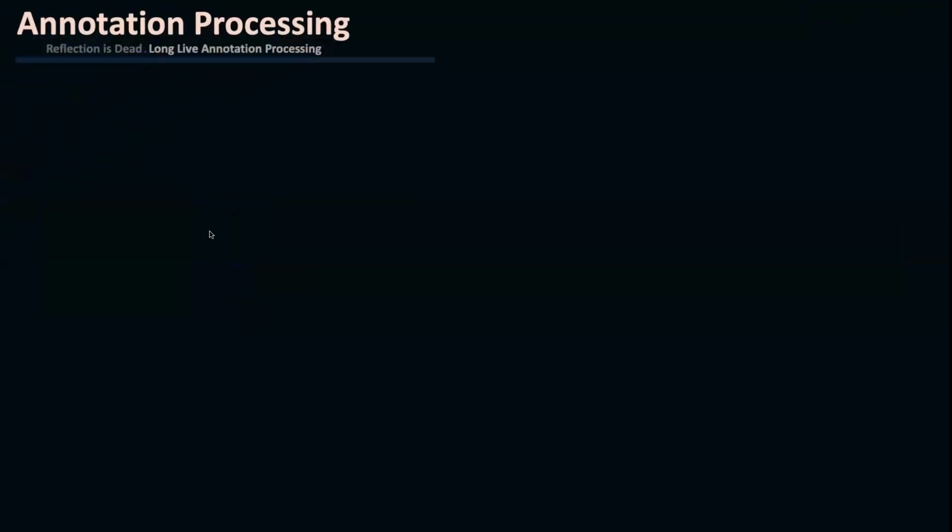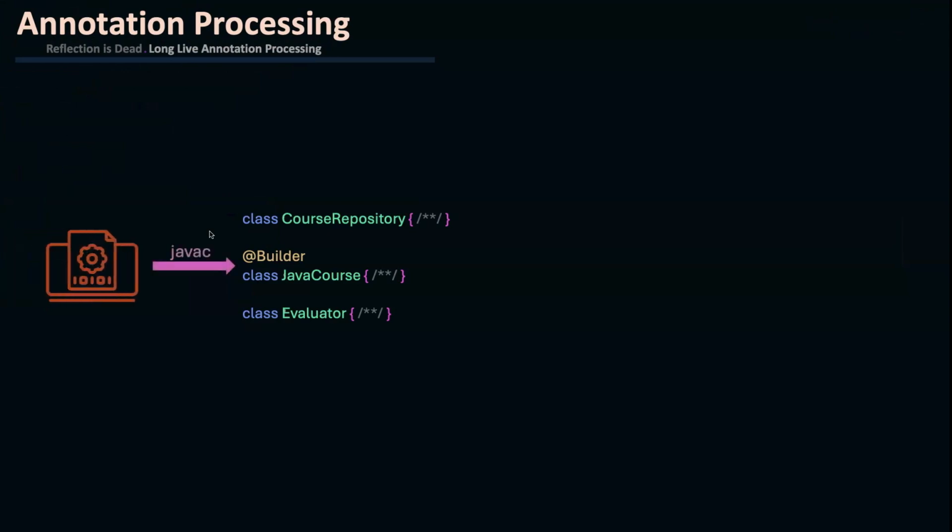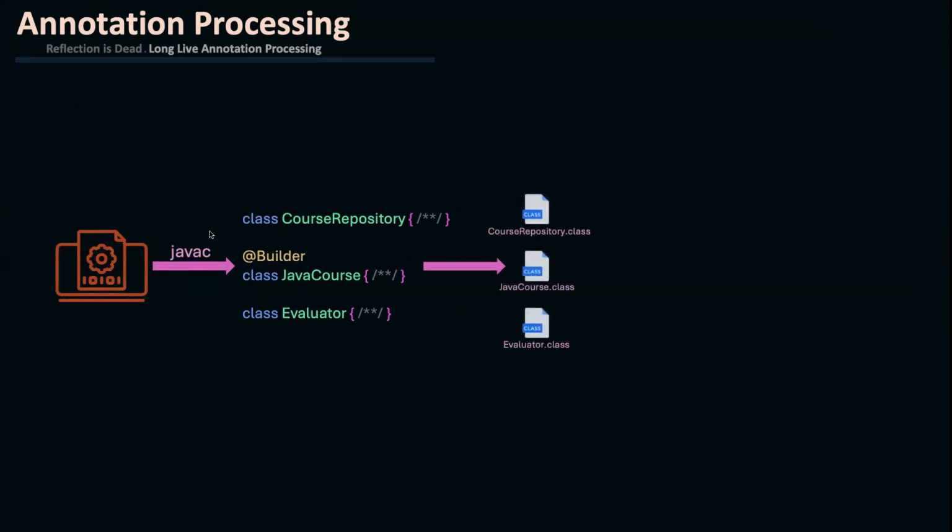Well, this is where annotation processing comes into place. What is annotation processing? Let's imagine we have three classes, one of them annotated with the annotation Builder, and then we run the Java compiler. This is a pretty standard procedure. We will just receive three classes in the output folder.